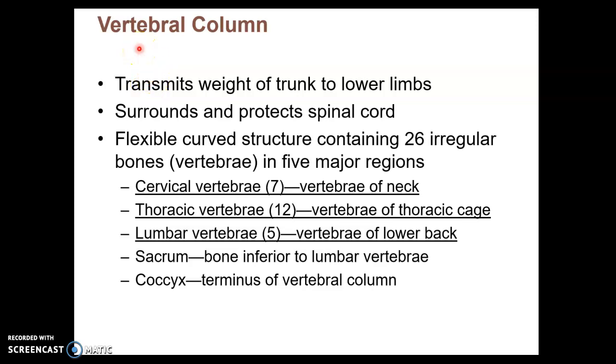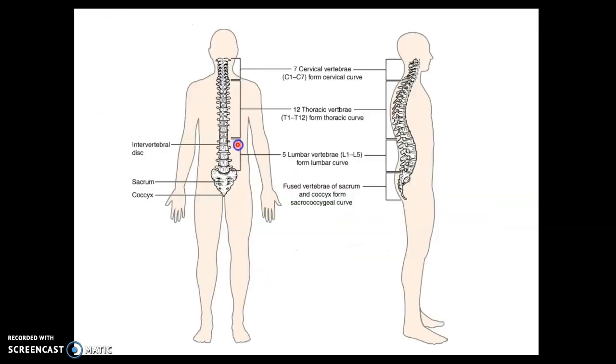We are continuing with the axial skeleton. We're done with the skull, but we move into the vertebral column, which consists of 5 regions: cervical, thoracic, lumbar, sacrum, and coccyx. We're going to review the information here in the image on the next slide.